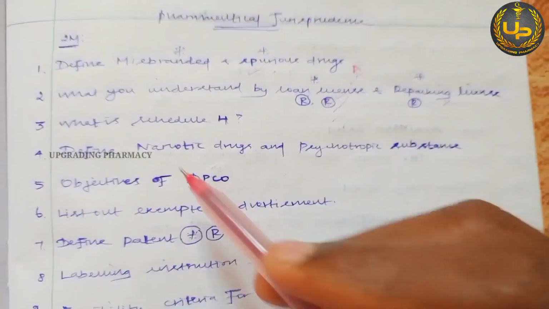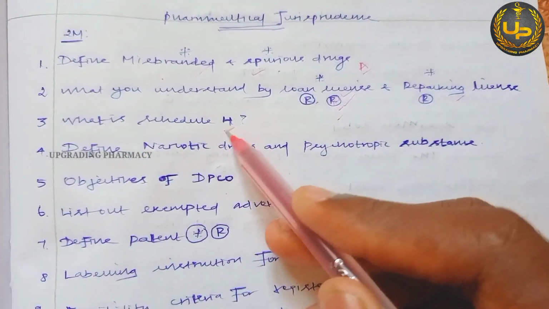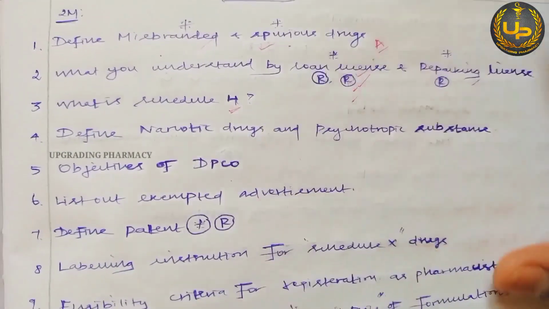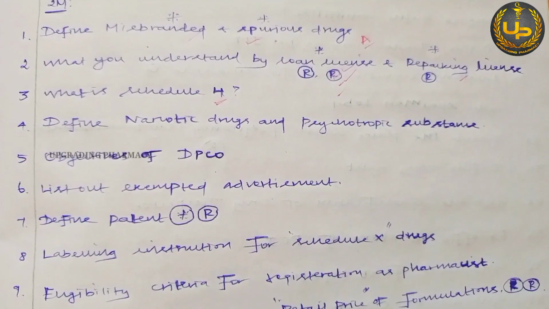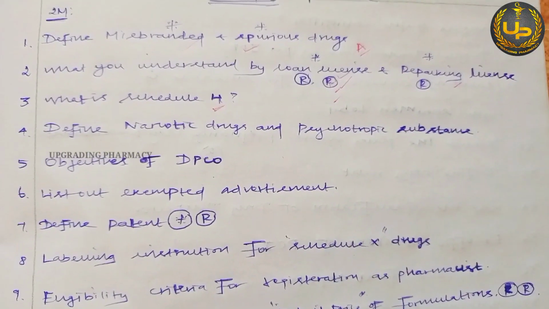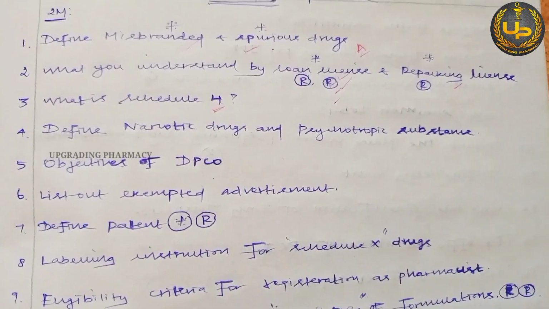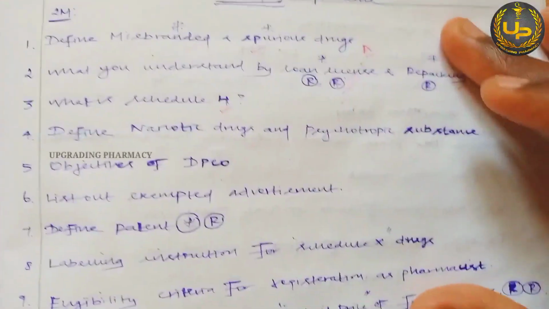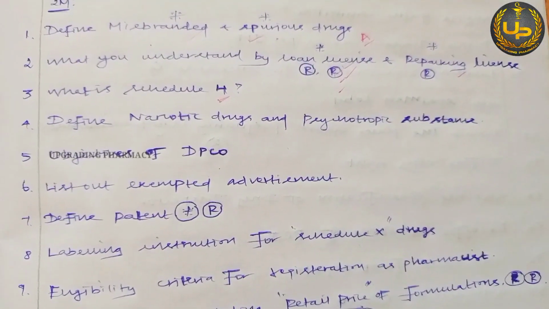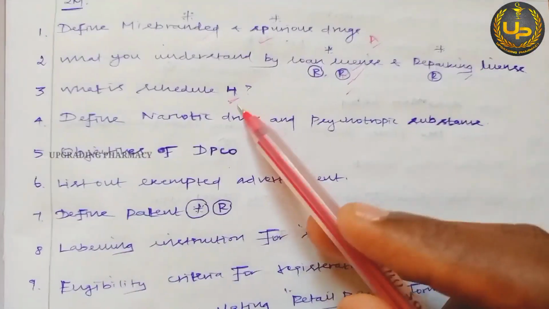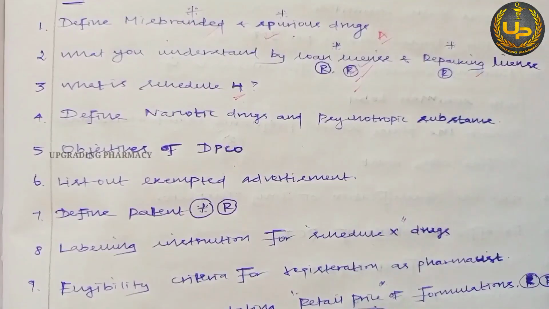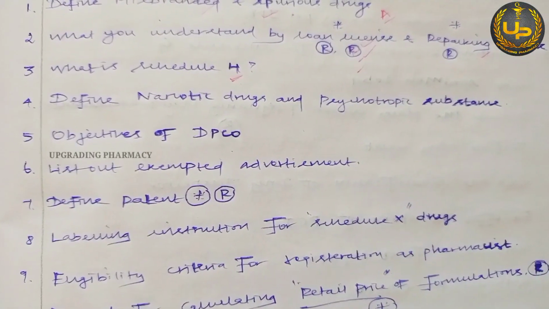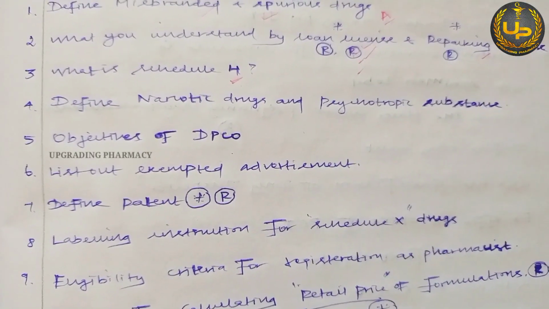Next, the third question: what is schedule H? Schedule H drugs are sold only by means of prescription. Without a prescription, this class of drugs is not sold by any pharmacy. These drugs come under schedule H. It is also one of the important questions. It has a subclass, schedule H1, which mainly prevents the misuse of antibiotics.